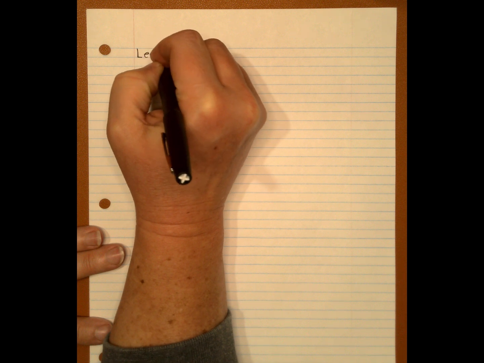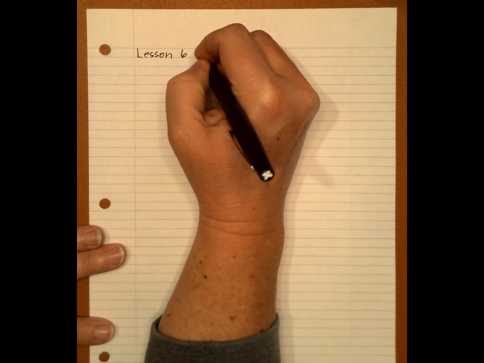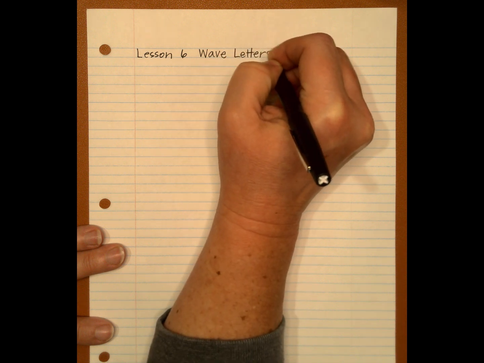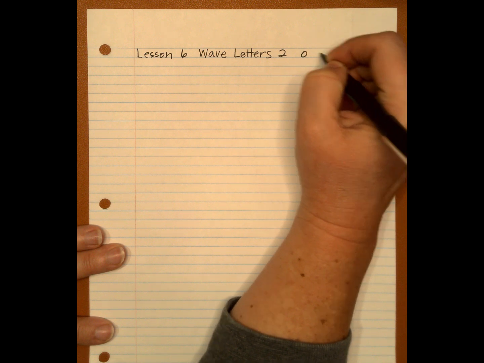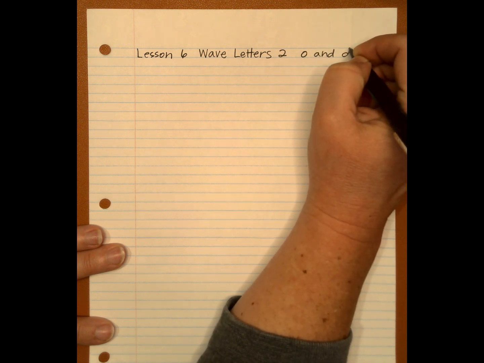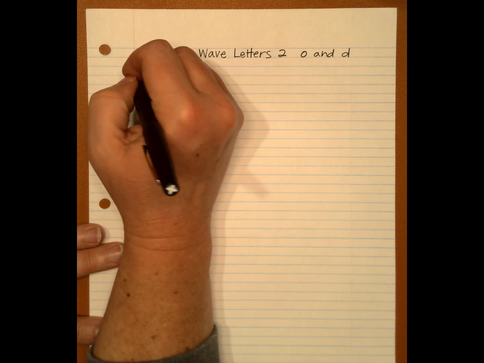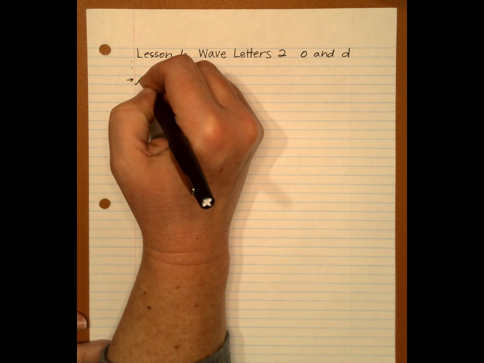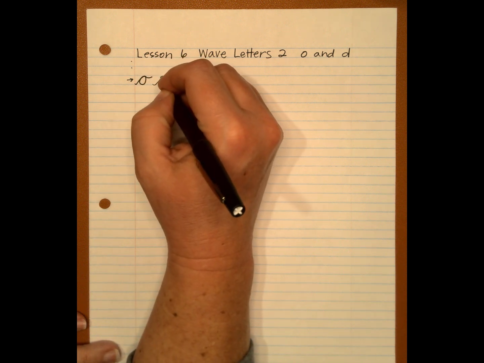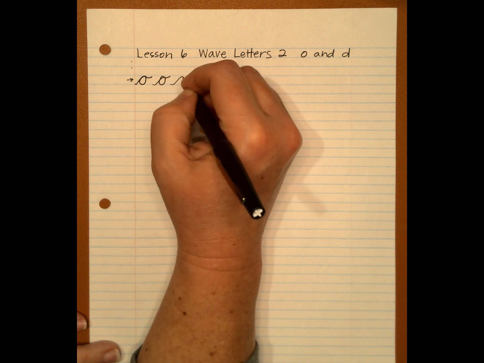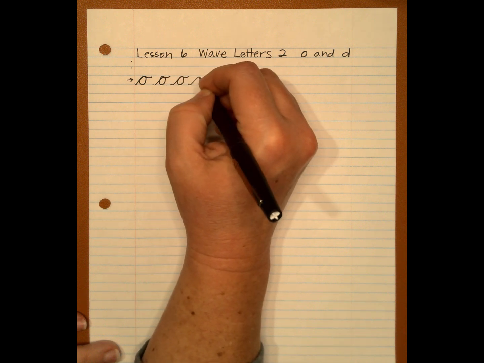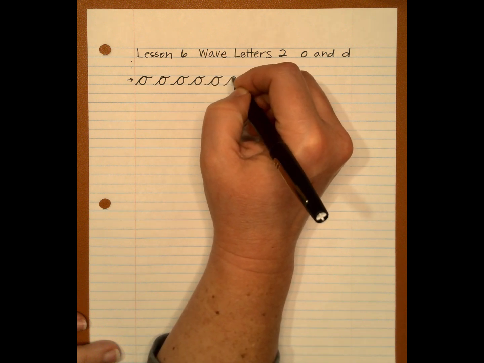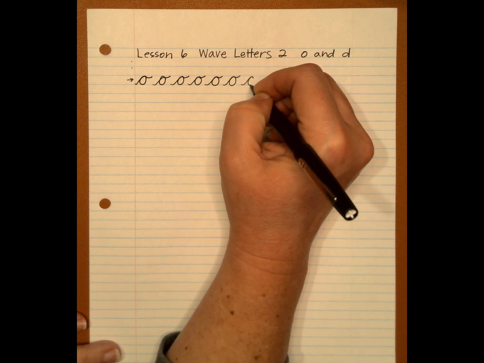This is lesson 6. So we are halfway through part 1, which is the lowercase letters. There are 12 lessons altogether to get through the letters. And right now we're going to look at the second part of wave letters, which is going to be the letters O and D. So we're building on the move that we learned in lesson 5, which was C and A.